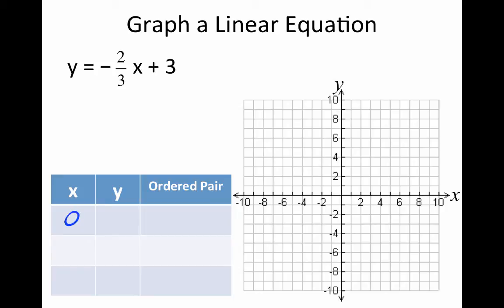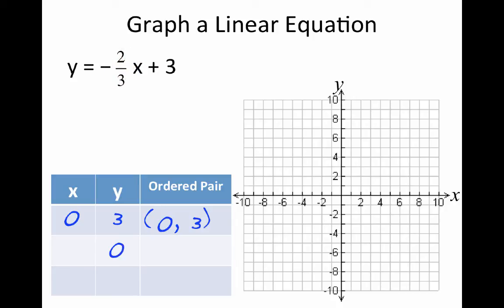Okay, when we let x equal 0, we can cover up that x term. Negative 2/3 x can go away because anything times 0 is 0. We have y is equal to 3. So we have the ordered pair, x is 0, y is 3. That's the y-intercept. When x is 0, y is 3.